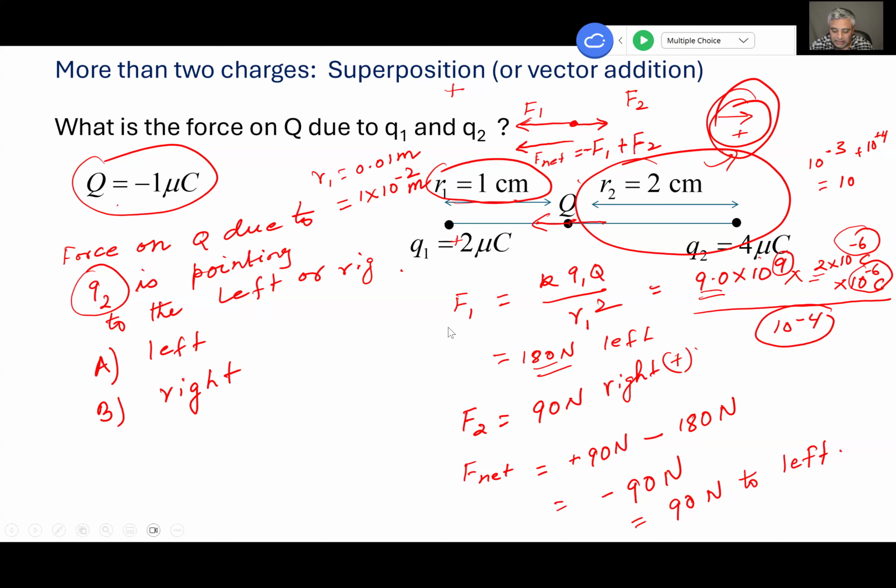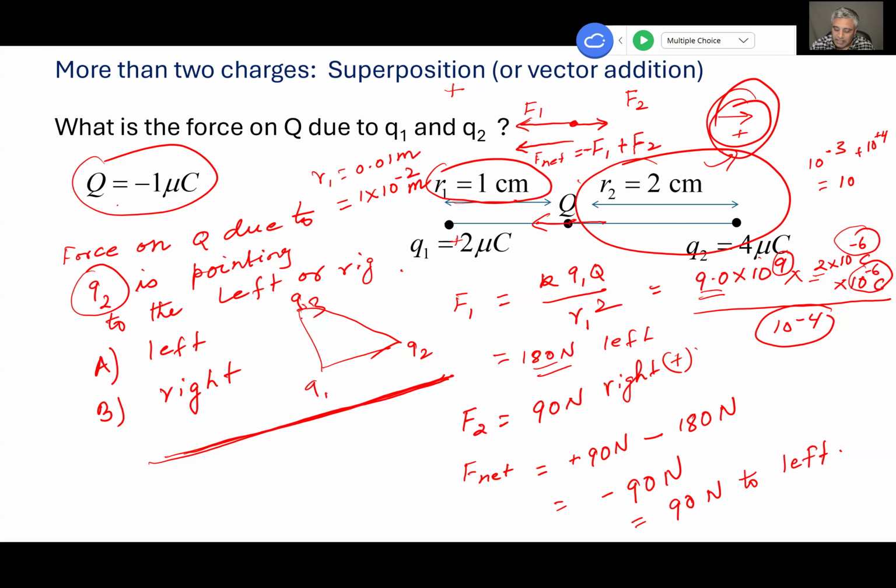Okay, so that's how we do it, okay? So in this case, what do you see? There are 3 charges along a straight line, but there can be 3 charges, something like in triangular pattern, right? Q1, Q2, Q3, something like that. Then how do you do that? Process is exactly same. You calculate 2 forces and you add them vectorially.